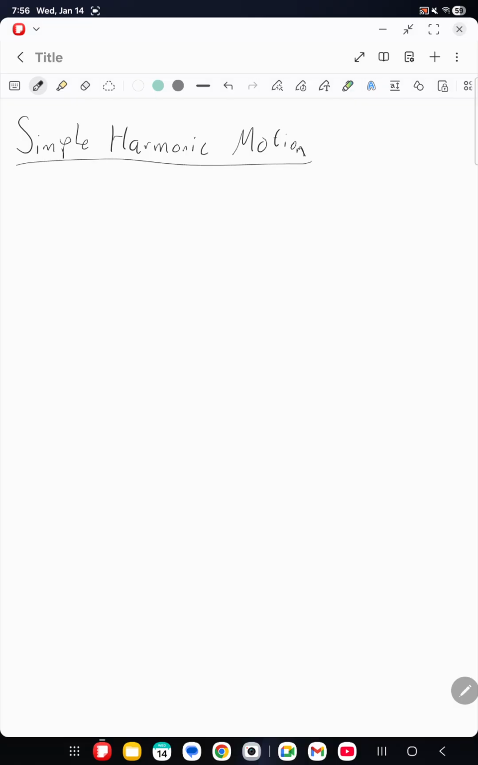This will be a revision and solving some exercises for simple harmonic motion, a very essential concept in, well, classical mechanics. So, firstly, what is simple harmonic motion?